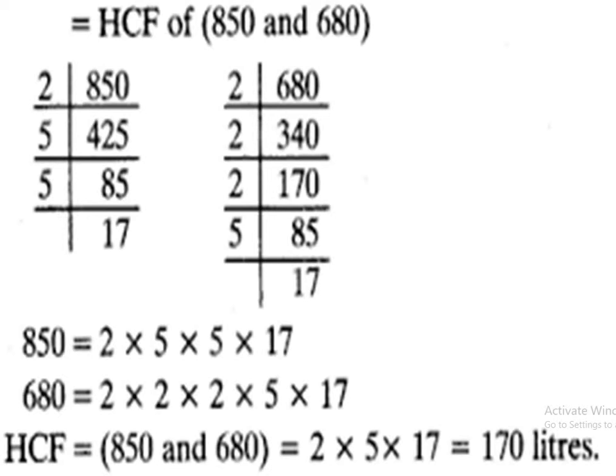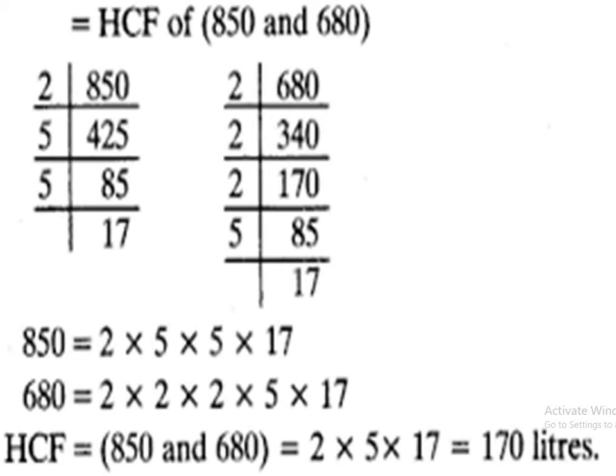So when we divided 425 by 5, we got the quotient 85. Now again, since it ends with 5, it won't be divisible by 2. 8 plus 5 is 13. So again 13 is not divisible by 3.